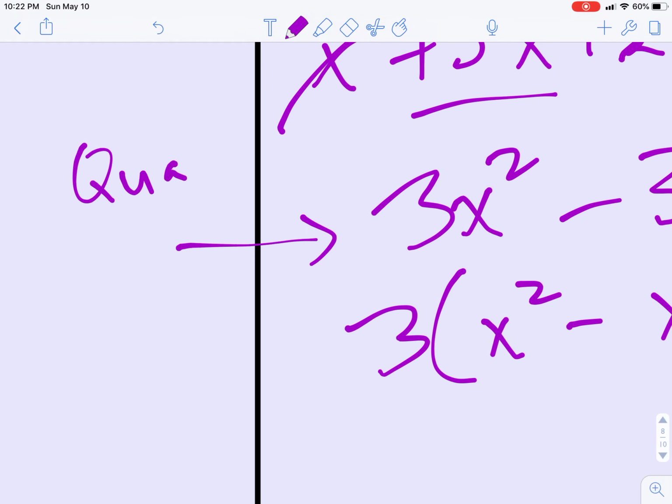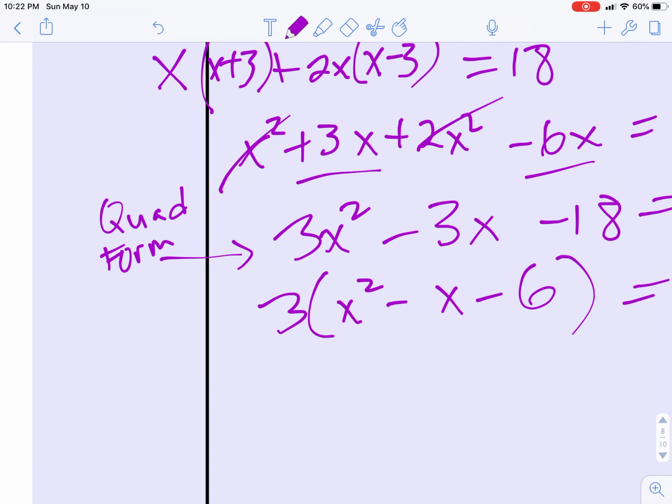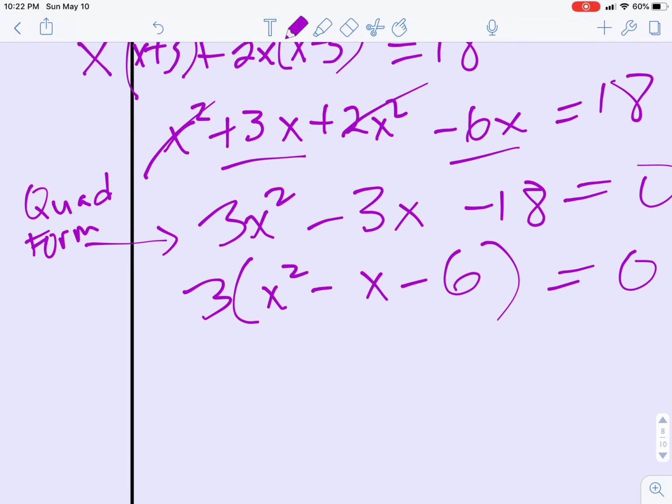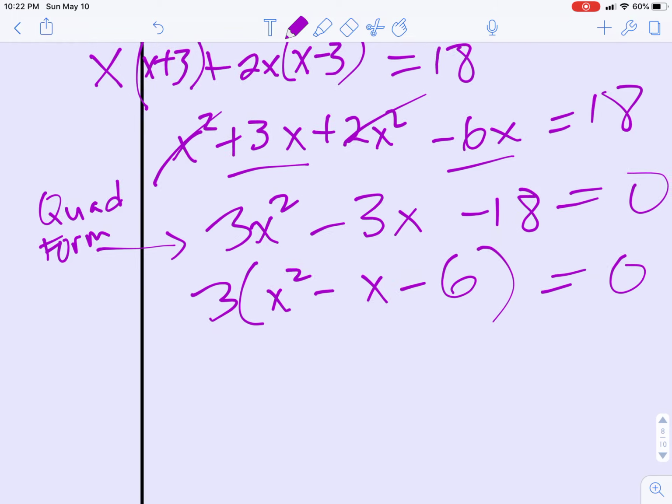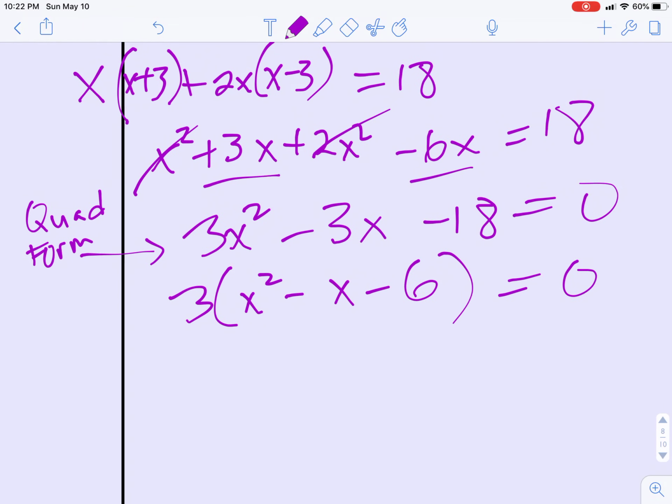Negative b plus or minus the square root of b squared minus 4ac. Now you know, it's late. Sorry, that didn't even make sense. I even said it wrong. But you can use the quad formula.